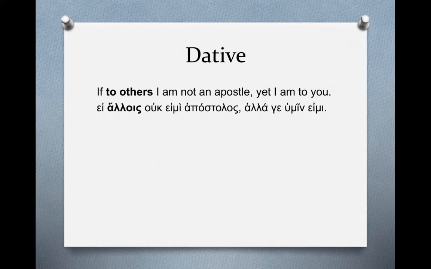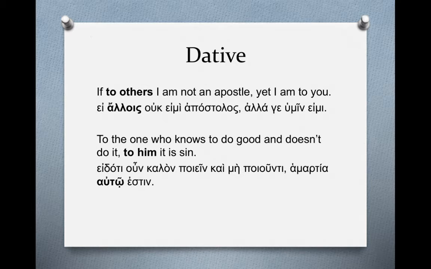This would be an example of the indirect object, a really common use for the dative. Or this sentence would be translated, to the one who knows to do good and doesn't do it, to him it is sin. So the last phrase of this Greek sentence is hamartia auto estin, and the emboldened word, auto, is in the dative case. Generally for nouns, when we see the iota subscript, it's a signal that we're dealing with a dative singular. And so we'll generally want to provide some kind of keyword in the translation. So we've got hamartia auto estin. To him, it is sin.